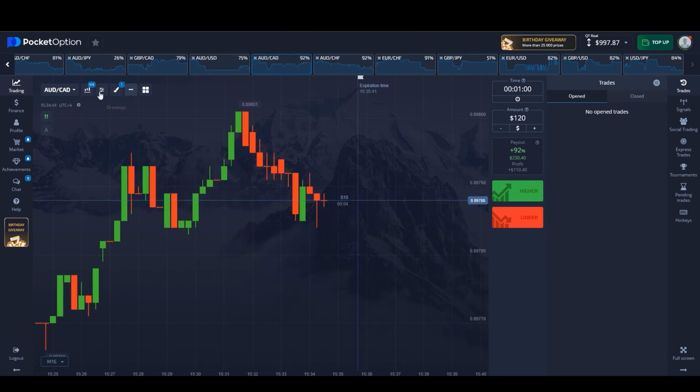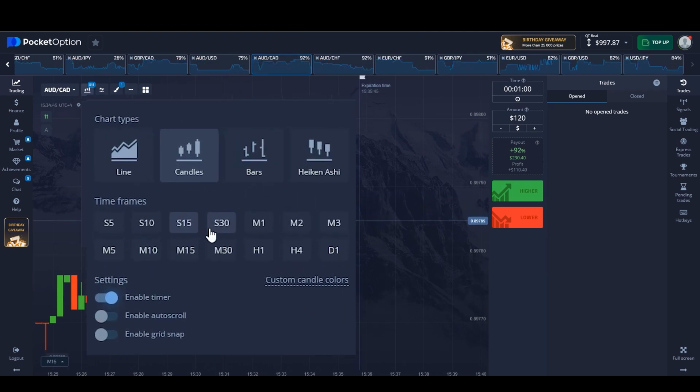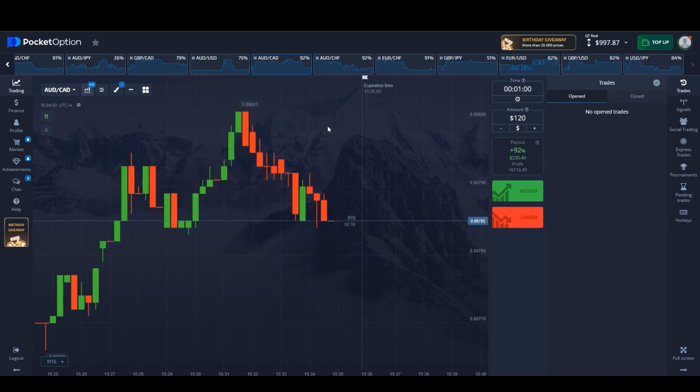It is very important to choose 15-second candles or 5-second candles, type of candles Japanese candles, and further choose the time you want to trade. In my case it will be 1 minute. And then I click on the dollar icon and the percentages appear in front of me.